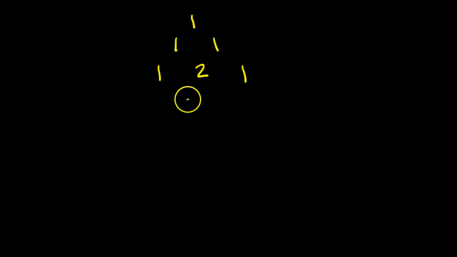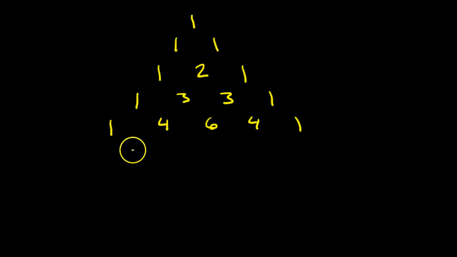1 plus 2 is 3, 2 plus 1 is 3, finish off the row with ones. 1 plus 3 is 4, these two make 6, that's another 4, finish off the row with ones. What the heck, one more row. 1 plus 4 is 5, 4 plus 6 is 10, 6 plus 4 is 10, 4 plus 1 is 5, and you finish off the row with ones.